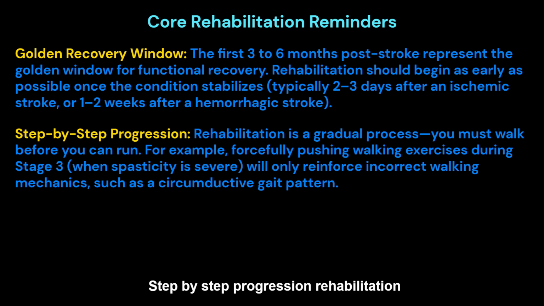Step-by-step progression. Rehabilitation is a gradual process. You must walk before you can run. For example, forcefully pushing walking exercises during stage 3, when spasticity is severe, will only reinforce incorrect walking mechanics, such as a circumductive gait pattern.